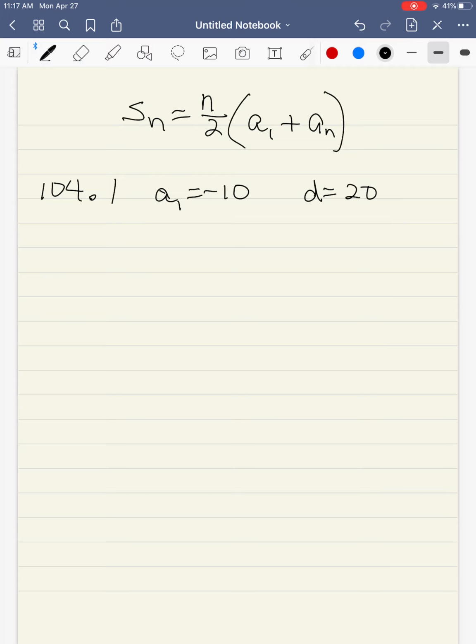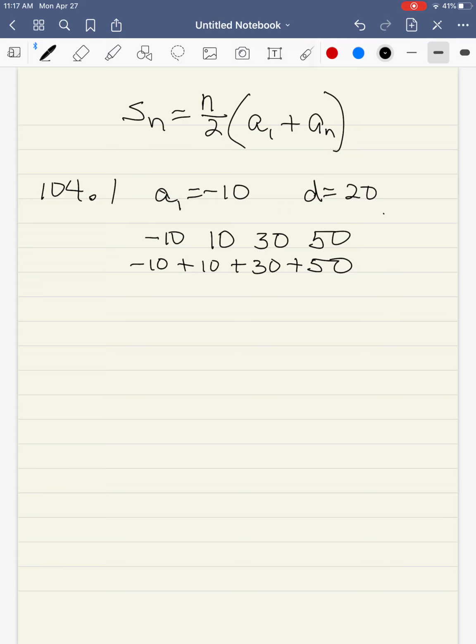All right, so we need the first 4 terms. So we have negative 10, plus 20 would be positive 10, plus 20 would be 30, plus 20 would be 50. So there are the first 4 terms. So the series is going to be negative 10 plus 10 plus 30 plus 50. Remember, we add the terms.